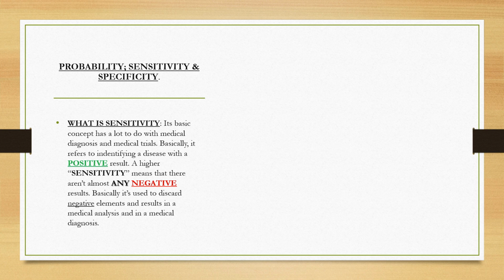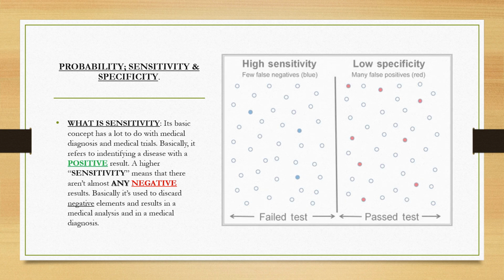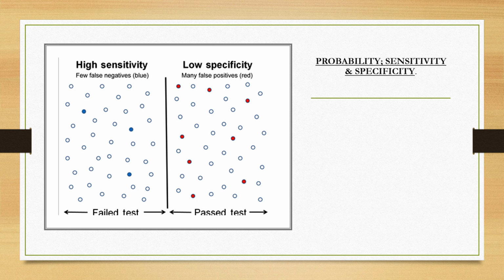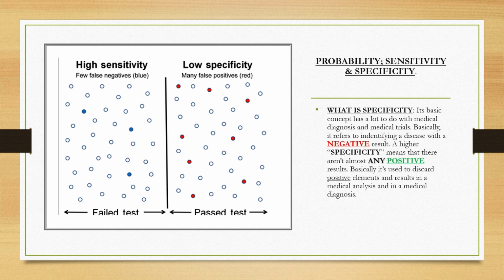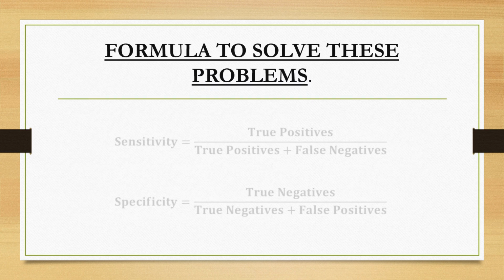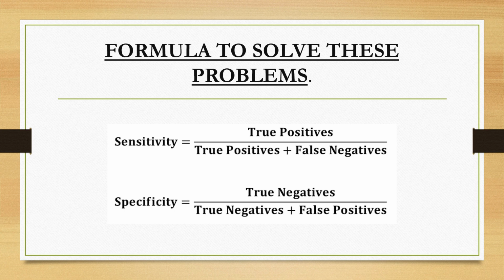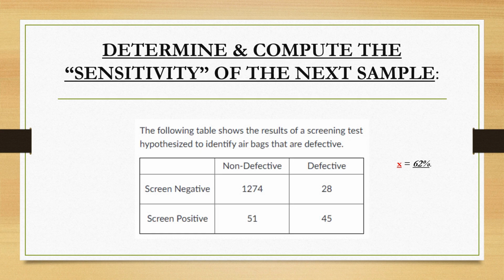As we said before, we have sensitivity and specificity. Sensitivity is basically to discard negative elements, and specificity is to discard positive elements. We saw the formulas to solve the problems: for sensitivity, true positives divided by true positives plus false negatives, and for specificity, true negatives divided by true negatives plus false positives. We also saw the problems and we solved them.